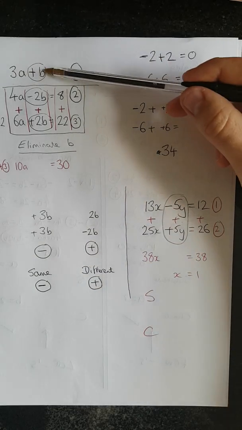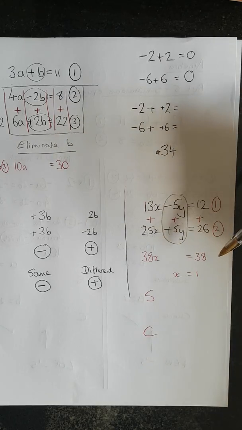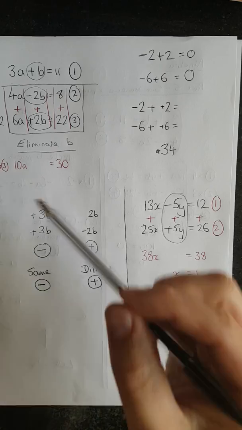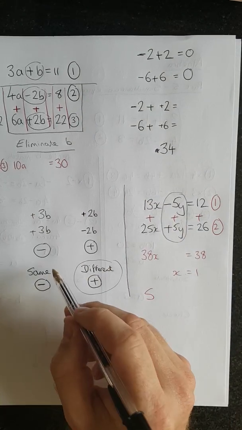We may have to multiply one equation or even both equations before we do our add. But if we can get them to be different, like so, I'll put that there to make sure it's really clear, we can add the equations together.